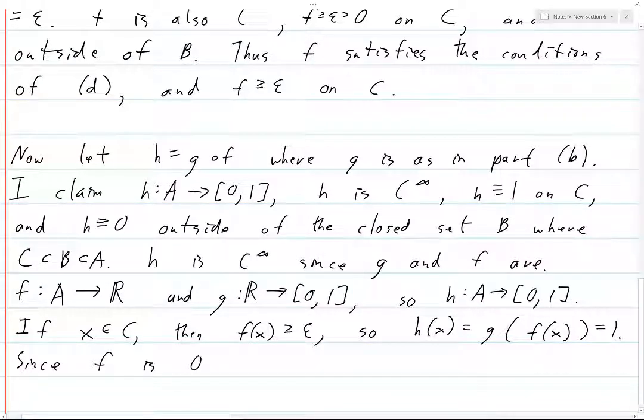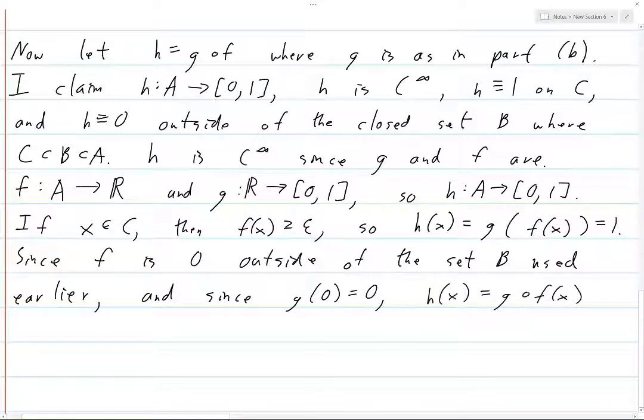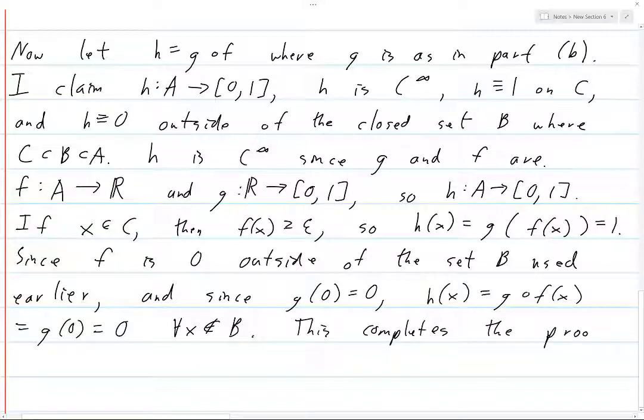Since f is 0 outside of the set B used earlier, and that's of course the closed set B that we defined in part D, and since g of 0 equals 0, we know that h of x equals g of f of x equals g of 0 equals 0 for all x which is not in B. This completes the proof. Alright, and so there we go.